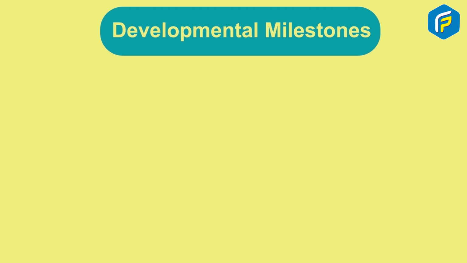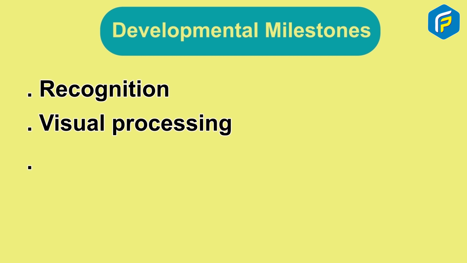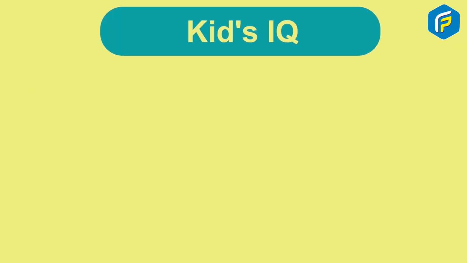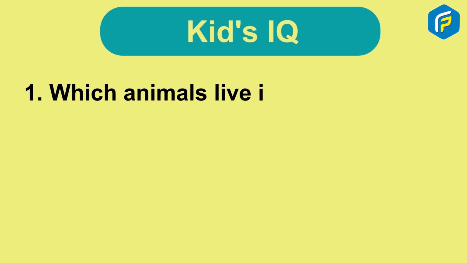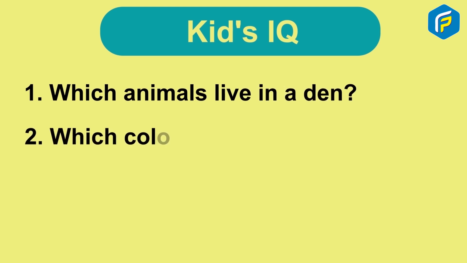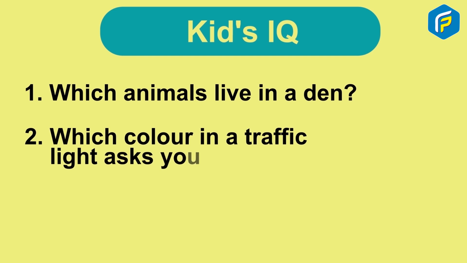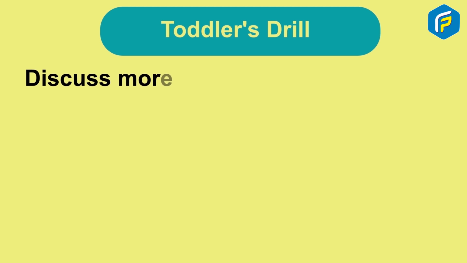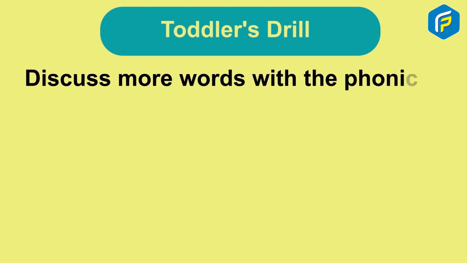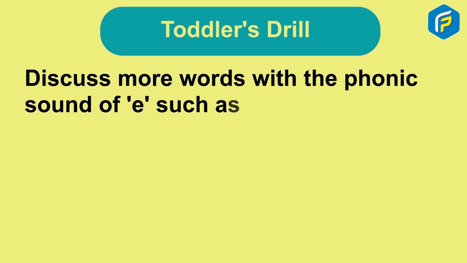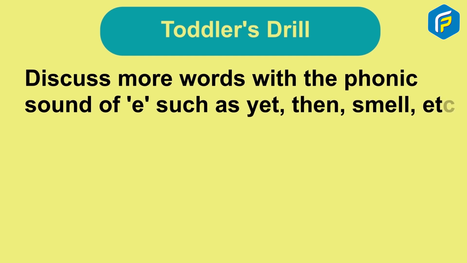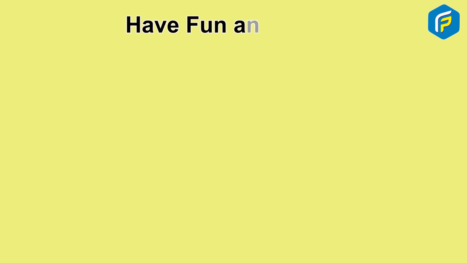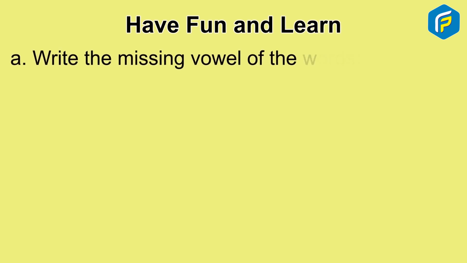Developmental milestones: recognition, visual processing, auditory. Kids' IQ: which animals live in a den? Which color in a traffic light asks you to stop? Toddler's drill: discuss more words with the phonic sound of E, such as yet, then, smell, etc. Have fun and learn. Write the missing vowel of the words.